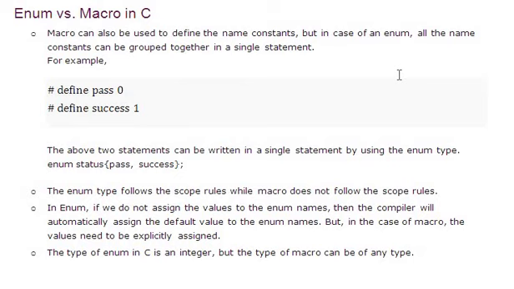The enum type always follows the scope rules, whereas the macro does not follow the scope rules. In enum, even if we do not assign values to the constants, the compiler will automatically assign the default values to the constants which we specified within braces. But in case of macros, the values need to be explicitly assigned. The type of enum in C is an integer, but the type of macro can be of any type.